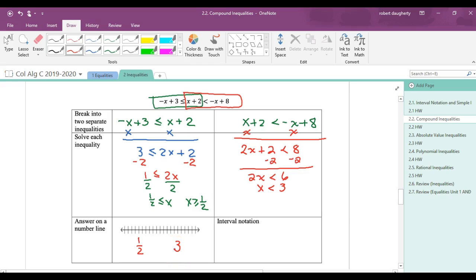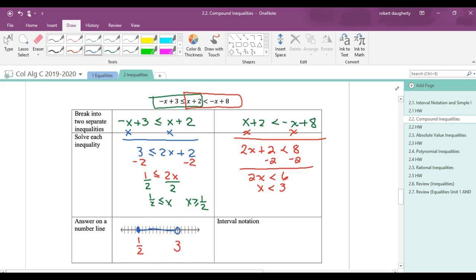What does it mean to be greater than or equal to 1/2? What kind of dot goes on 1/2? So closed circle, shade in which direction? To the right. What happens on 3? Open, shade to the left.